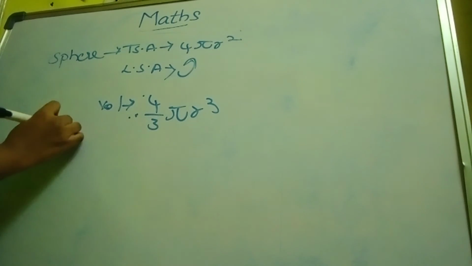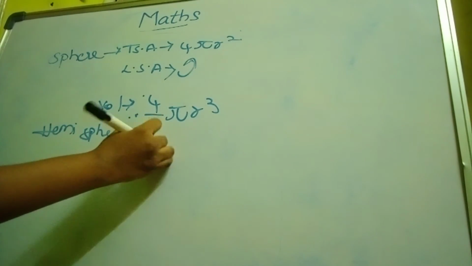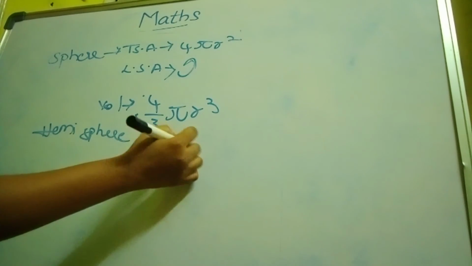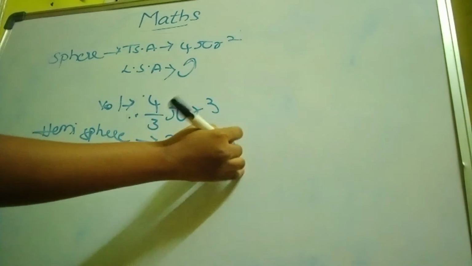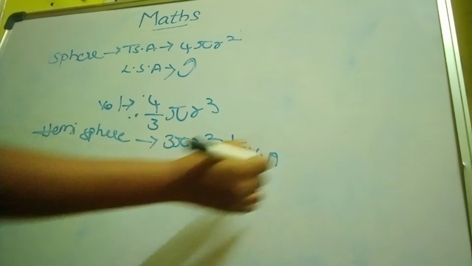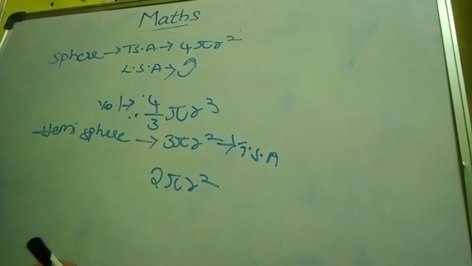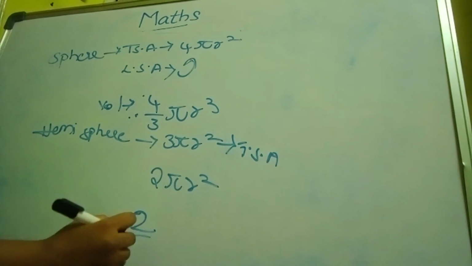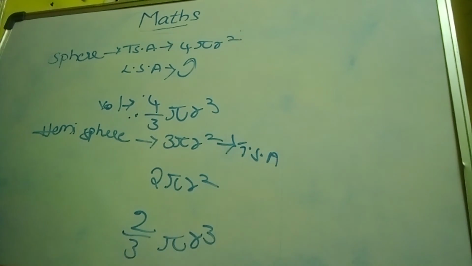Now hemisphere. What is hemisphere? 3 pi r square, and this is TSA. LSA is 2 pi r square. Volume is 2/3 pi r cube. Okay.